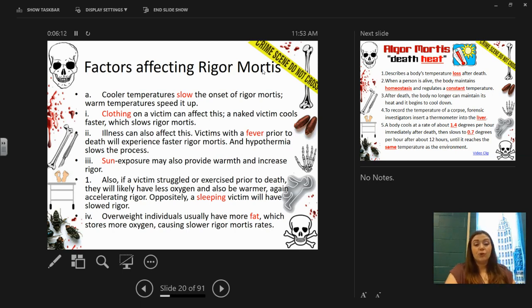Also, if the victim struggled or exercised prior to death, they will likely have less oxygen in their body and also be warmer, again accelerating the rigor. Oppositely, if someone is sleeping when they are attacked or die in their sleep, it will slow the rigor down. Overweight individuals usually have more fat, which stores more oxygen, actually, and causes slower rigor rates because they have more oxygen in their body.